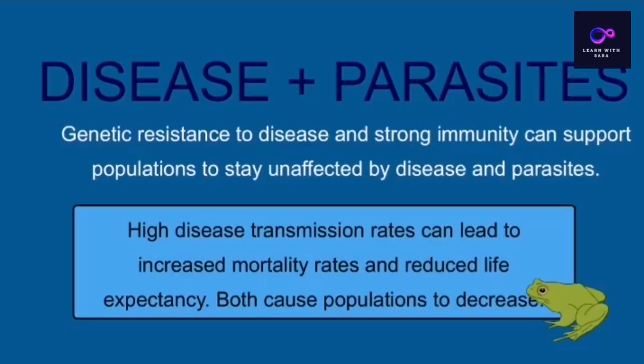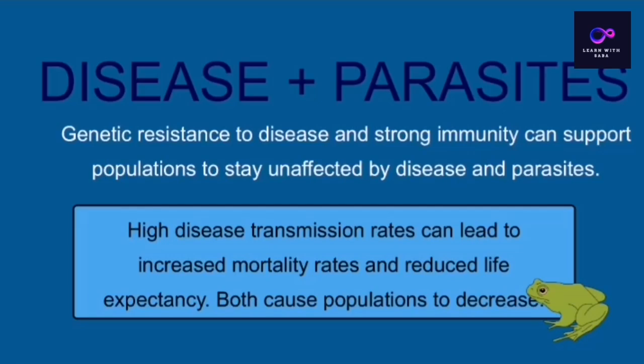Next is disease and parasites. Genetic resistance to disease and strong immunity can help populations stay unaffected by the disease and the parasite. A high disease transmission rate can lead to an increased mortality rate and reduced life expectancy, and both cause the population to decrease.